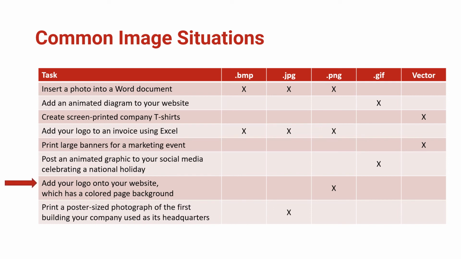If you'd like to add your logo onto your website, which has a colored page background, you'll want to use a PNG. PNG files support transparency, so the colored page background of your website would surround your logo nicely. Now, if you are okay with there being a white box around your logo, a bitmap or JPEG could work for you in this situation. However, PNG is best. If you're looking to print a poster-sized photograph of the first building your company used as its headquarters, you'll want to use a JPEG. Be sure your file is at least 300 dots per inch to ensure a high-quality print.